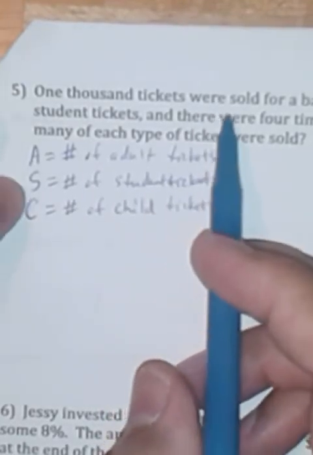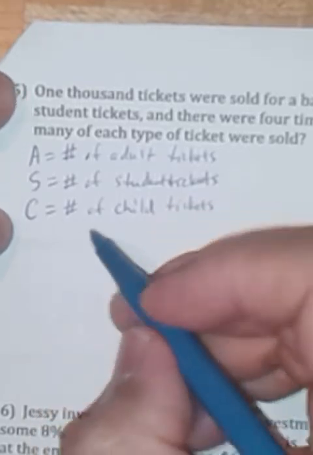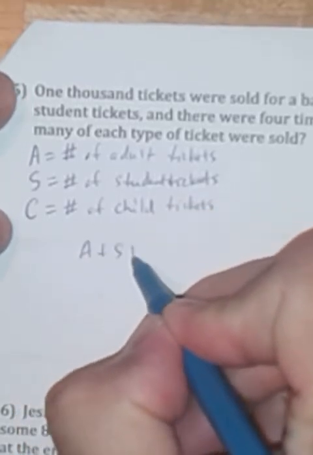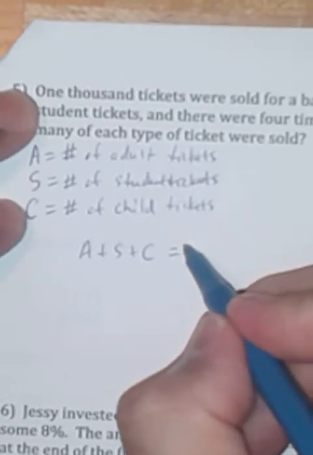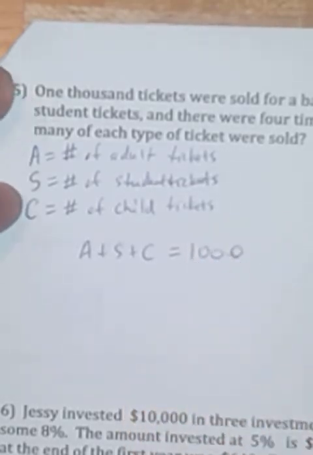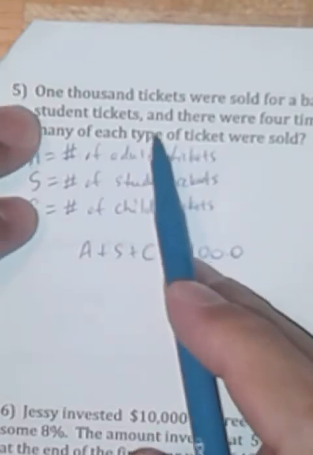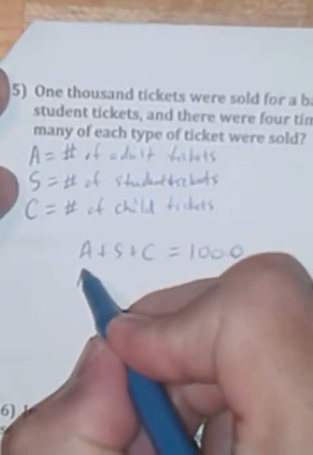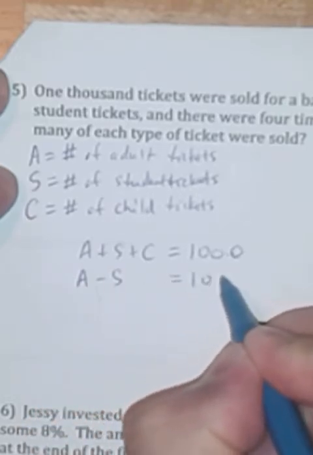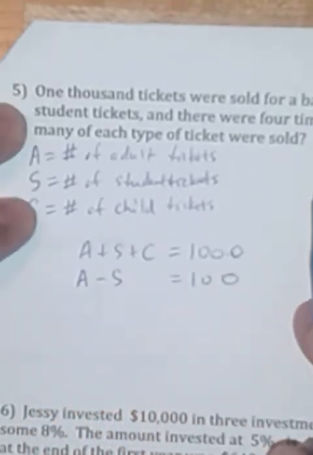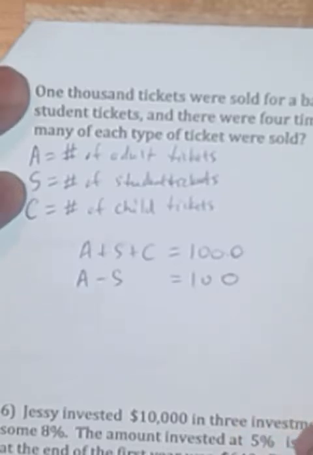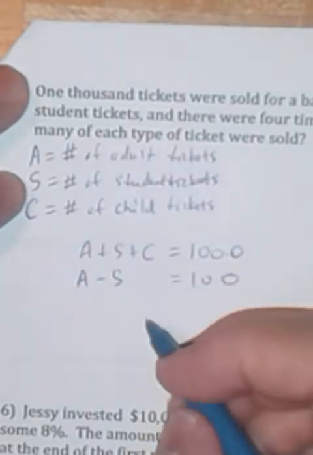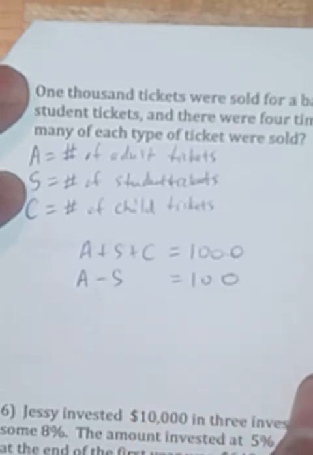Okay, so there's a total of 1,000 tickets sold. I can write A plus S plus C equals 1,000. There are 100 more adult tickets sold than student tickets, so I can say A minus S, because there are more adult, A minus S equals 100. So I'm going to write it right here: A minus S equals 100. And then finally, there were 4 times as many tickets sold to students as to children. So the number of student tickets is 4 times the number of children.